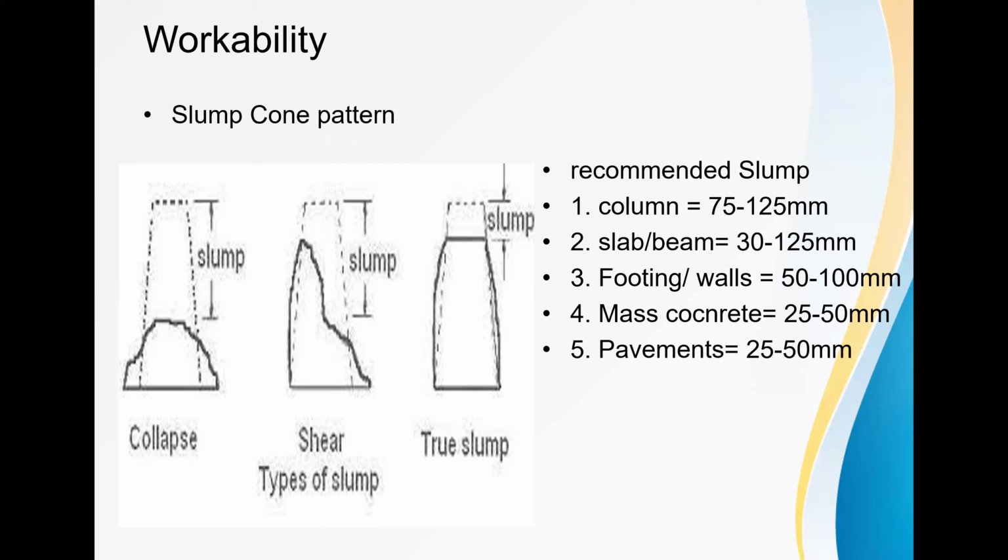For columns, we prefer a slump of about 75 to 125. If it is a beam or slab concrete, the general slump required is about 30 to 125, based on the design criteria. For footings and retaining walls or water retaining structures, the slump is 50 to 100. For mass concrete, road pavement work or bridge work, the slump is about 25 to 50.